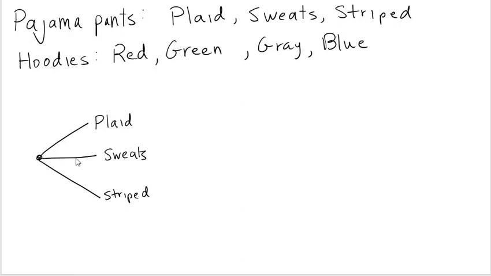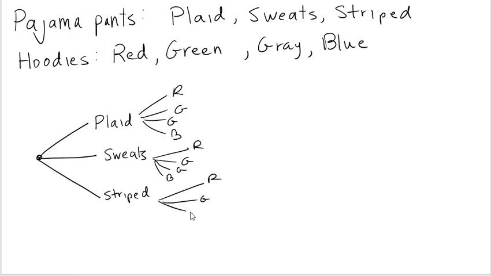Well, I've already started what we call a tree diagram to lay this out. I've got the plaid, sweats, and striped options for my pajama pants. And then with each of those, there are four possibilities for what I could match with those. So I could wear the red, the green, the gray, or the blue with my plaid. I could wear the red, the green, the gray, or the blue with my sweats. And I could wear the red, the green, the gray, or the blue with my striped. And if I count up how many options I have, there are 1, 2, 3, 4, 5, 6, 7, 8, 9, 10, 11, 12 total ways that I could make a lecture wardrobe for my pajama pants and hoodies.